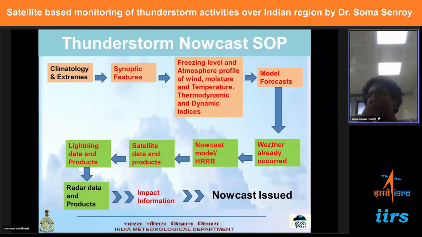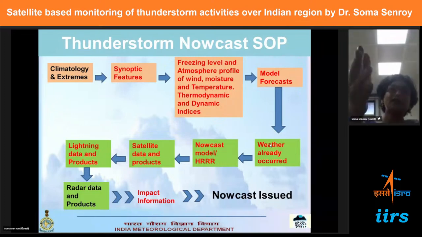Nowcast models have been included, because please remember, no model exists in isolation. SCOPE Nowcast is one product which is directly using satellite data. But if you're saying HRRR, WRF, these are the models we are using for mesoscale weather forecasting. These take the initial conditions from global models, which are using satellite data. The WRF model is directly assimilating satellite data. So all those data are used, and hence it is marked in red.